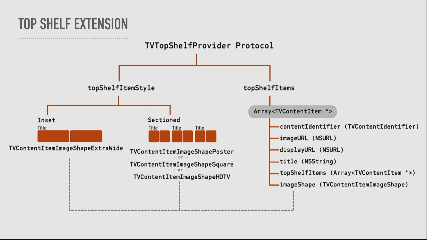And there are 2 things that you specify. One is the top shelf item style. So you can choose between inset or sectioned. And then you provide an array of TV content items. So it has things like a content identifier, some URLs. And then if you've chosen the sectioned style, you also need to provide another array. So you kind of have arrays of arrays. And then you choose a shape. If you have picked the inset style, then you only get the extra wide shape. But if you choose sectioned, you can choose between poster, square, or HDTV.